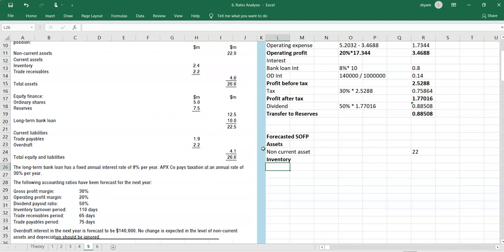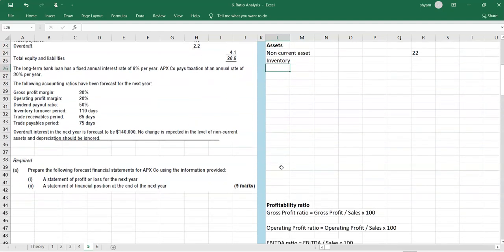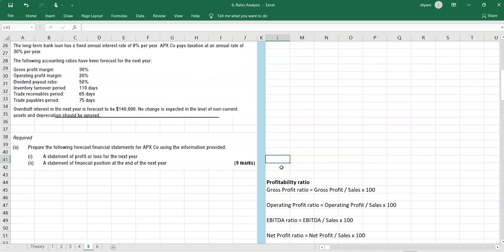Because they have given in the note for non-current assets that there is no depreciation, you can have it as the same number. For inventory, they are saying that it is going to change to 110 days. Inventory is going to be held for 110 days. To work this out, we will have to have a working note, or else we can't get the answer. So working note, we will have it as inventory.